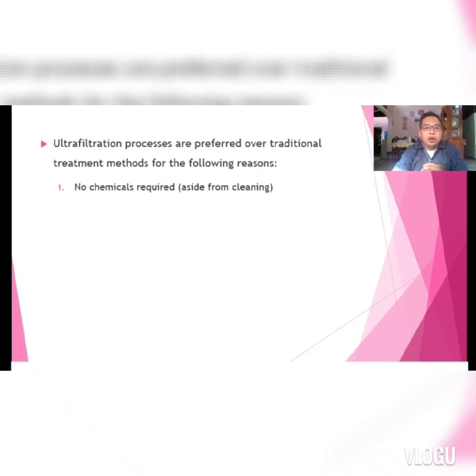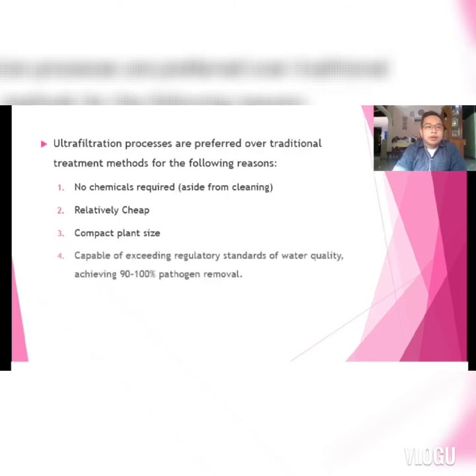Ultrafiltration processes are preferred over traditional treatment methods for the following reasons. First, no chemicals are required aside from cleaning. Next, it is relatively cheap, with a compact plant size, capable of exceeding regulatory standards for water quality or achieving 90 to 100% pathogen removal. It also gives constant product quality regardless of feed quality. And to understand more about this topic, just watch this video.